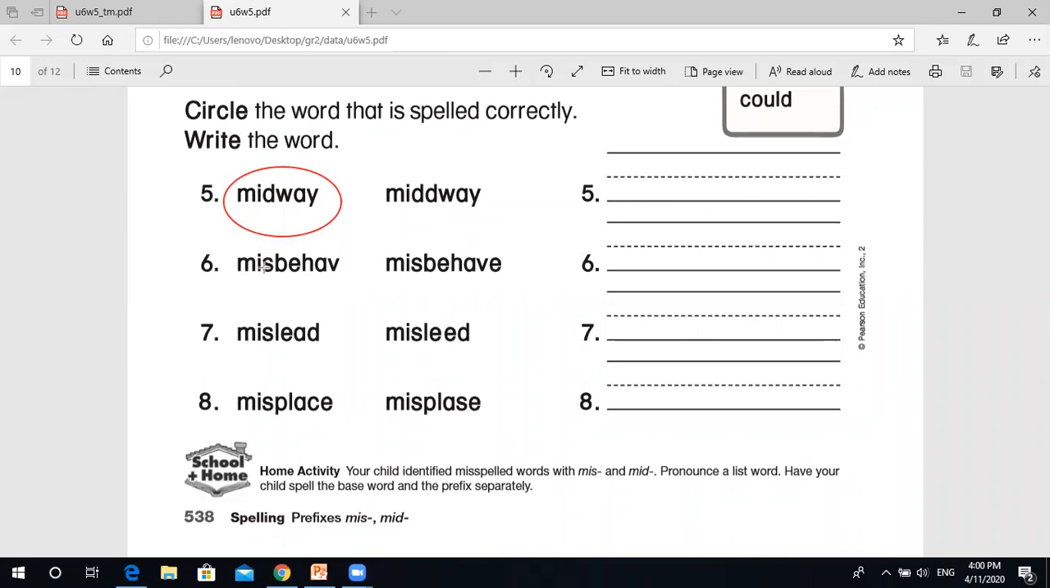Here, misbehave. Behave has a magic E at the end. Mislead has E and A together, not double E. Misplace has a C, not S. So rewrite the correct words here on this side. Goodbye.